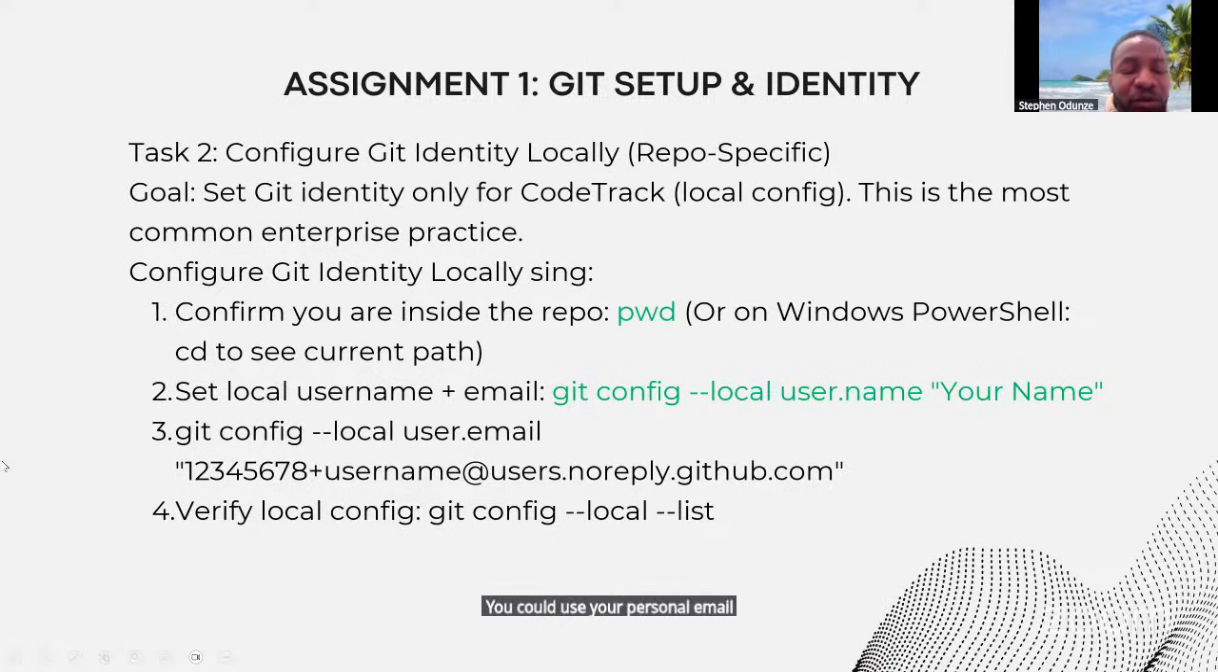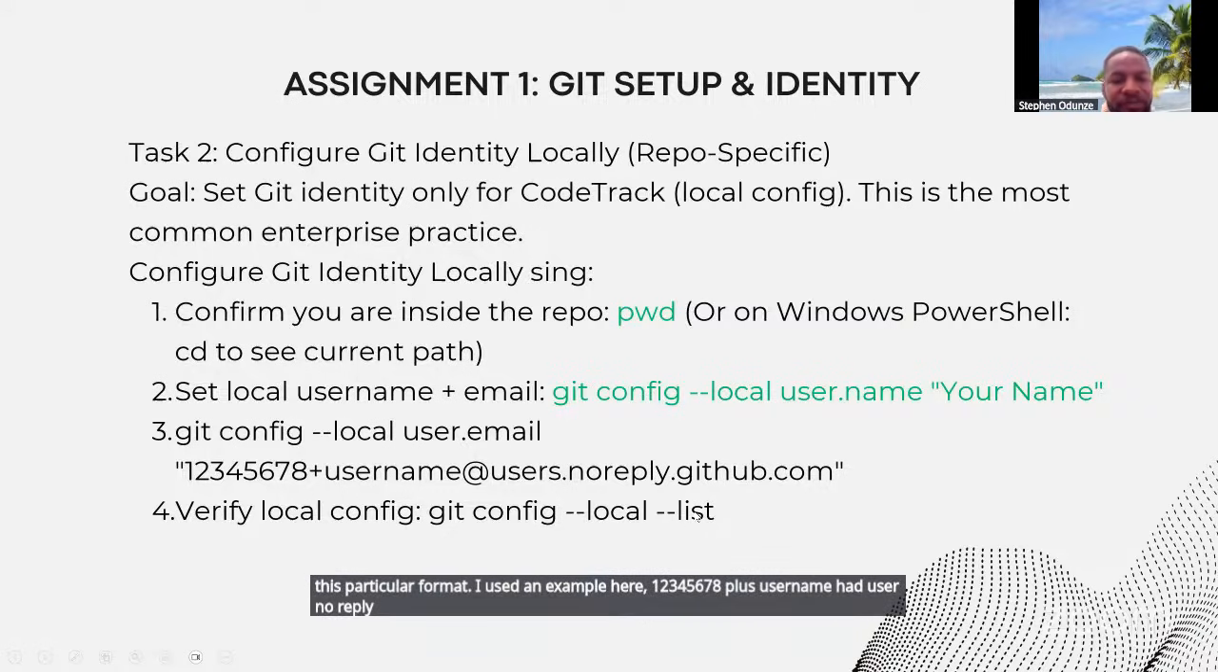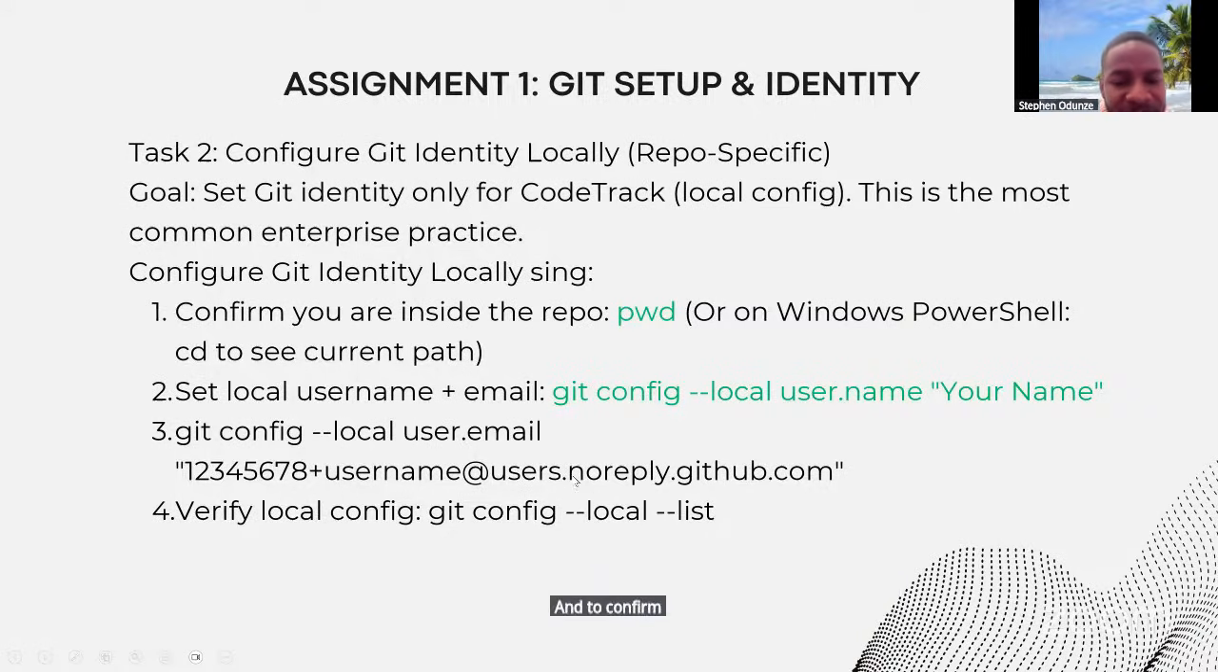And since we want this folder to go public, it's advised we use the GitHub no-reply. That's why you see this particular format. I used an example here, 12345678 plus username at users.noreply.github. And to confirm that this configuration has been done properly, we'll verify with git config --local --list. This shows that we have properly configured our local identity.